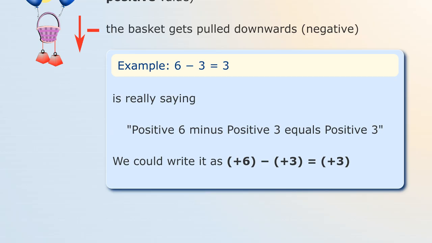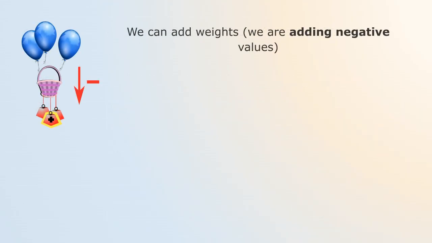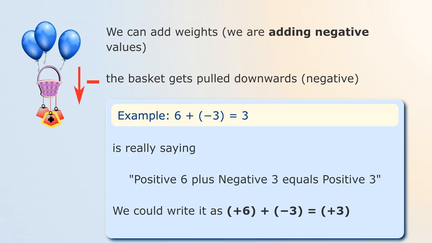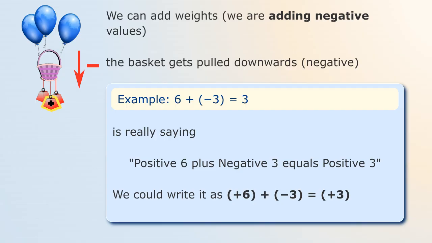Now let's see what adding and subtracting negative numbers looks like. We can add weights. We are adding negative values. The basket gets pulled downwards, negative. Example, 6 plus minus 3 equals 3 is really saying positive 6 plus negative 3 equals positive 3. We could write it as plus 6 plus minus 3 equals plus 3.